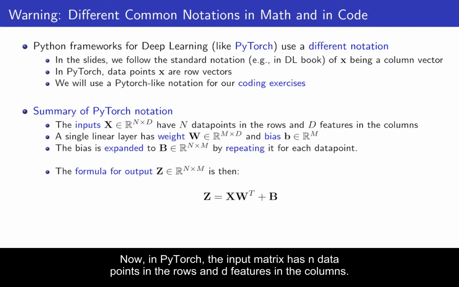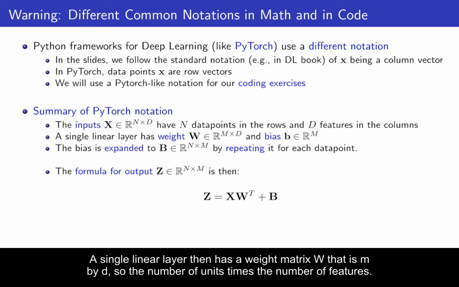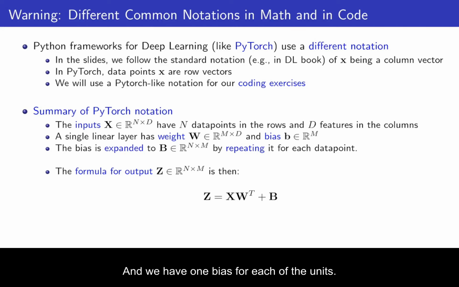Now in PyTorch, the input matrix has n data points in the rows and d features in the columns. So each of the rows is an individual input, and the features are in the columns of X. A single linear layer then has a weight matrix W that is m by d, so the number of units times the number of features. And we have one bias for each of the units.